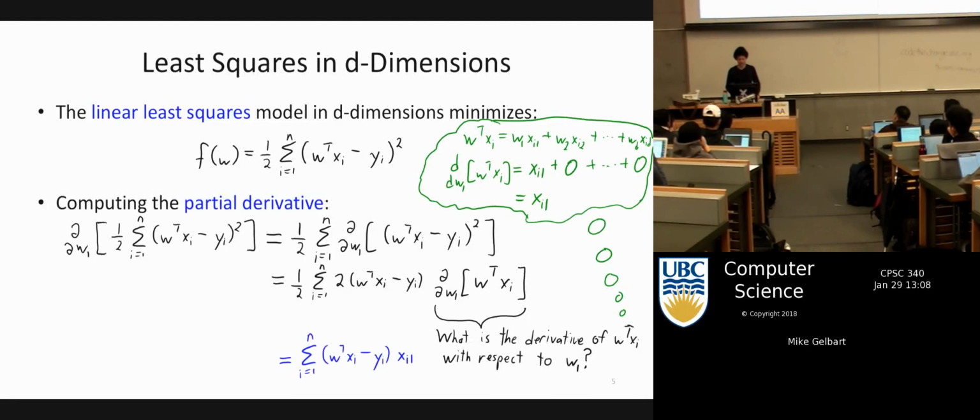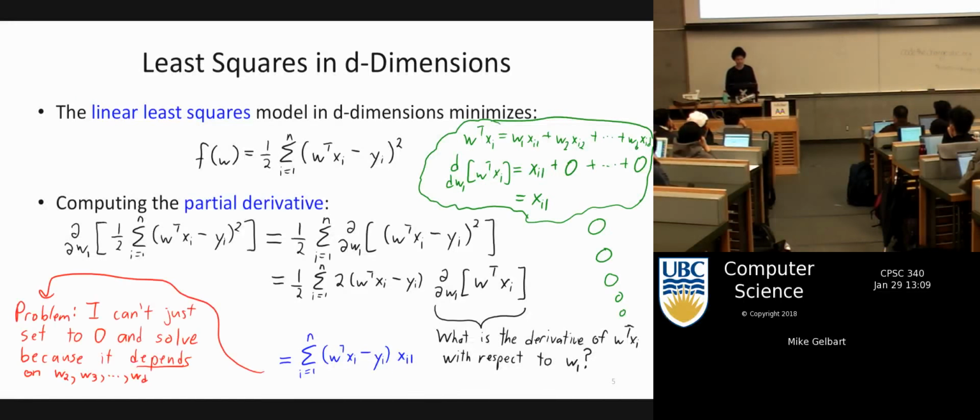Okay, so great. This was the partial derivative I had on the previous slide. And we have this for W1, and we'll have the same thing for W2. We'll have xi2, and W3 will have xi3, and so on. So that's the partial derivative. We want it to be 0. In fact, we want all the partial derivatives to be 0.